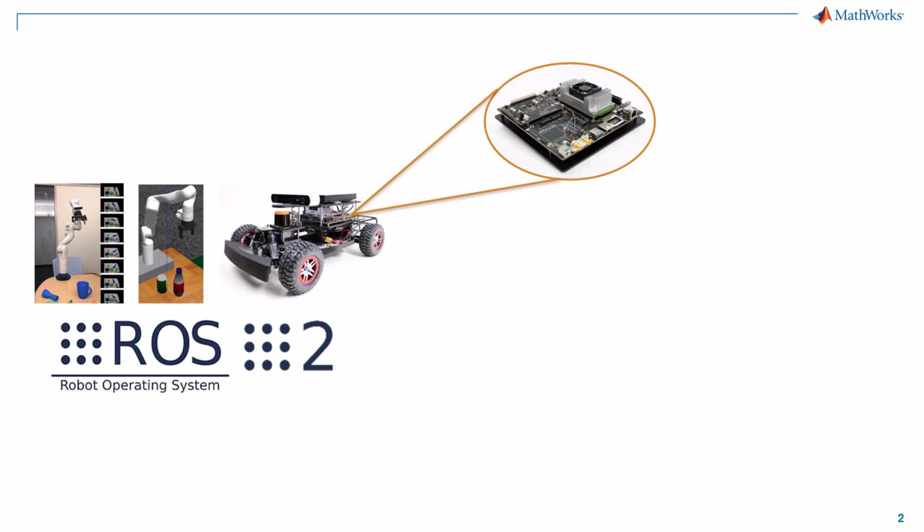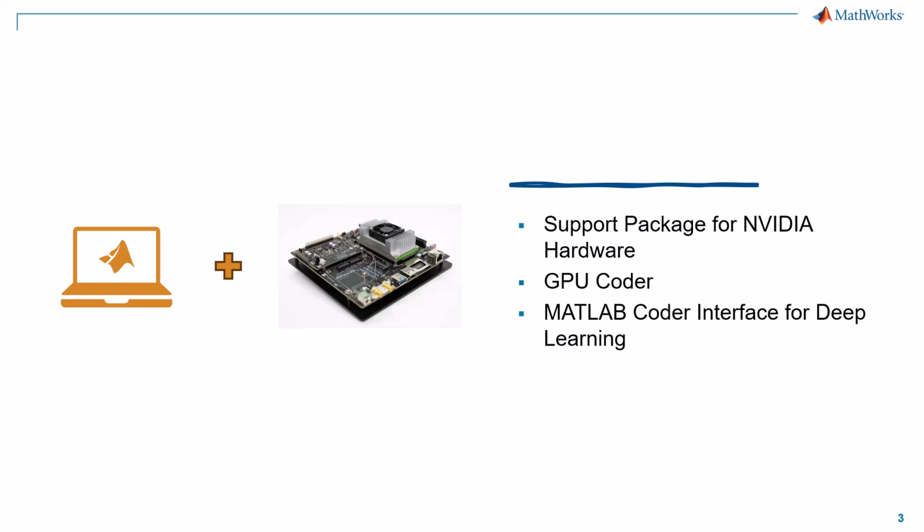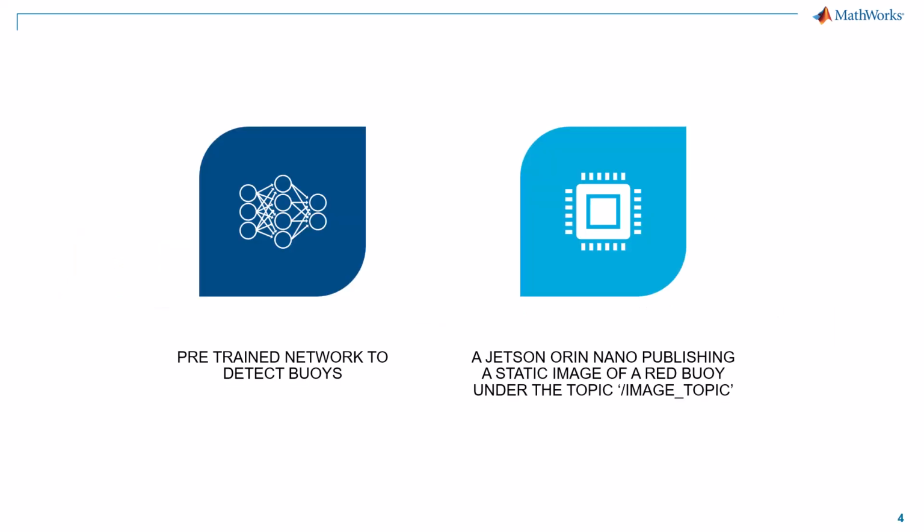a successful system. This video will go into details on how we can use MATLAB to deploy an object detection model to a Jetson Orin Nano and make use of the CUDA capabilities for faster inference. To do this, there are certain add-ons that must be installed so MATLAB can communicate and generate code for the Jetson effectively, and these will be listed in the link below. For this demo, I have a pre-trained YOLO v4 network that is trained to detect underwater buoys. Additionally, I have a Jetson Orin Nano publishing an image over ROS2 under a specific topic.